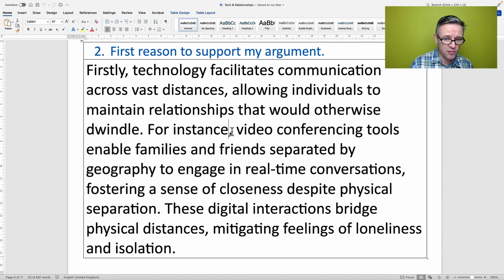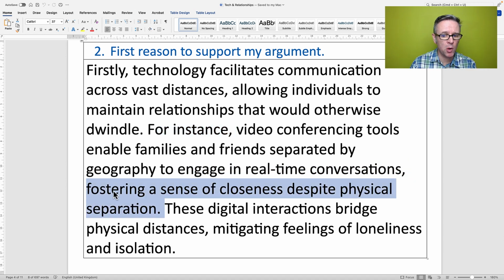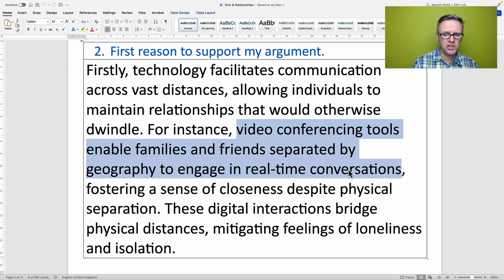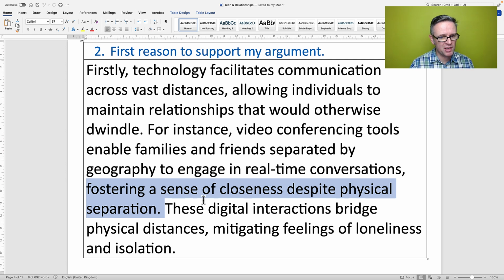Again, we have a fronted adverbial, for instance, which means for example, and then we have an adverbial at the end, fostering a sense of closeness despite physical separation. So let's look at the main part of the sentence here. Video conferencing tools enable, which means allow, families and friends separated by geography to engage in real-time conversations, and then our adverbial, fostering a sense of closeness despite physical separation. Foster in this instance means to create or to help it to grow.